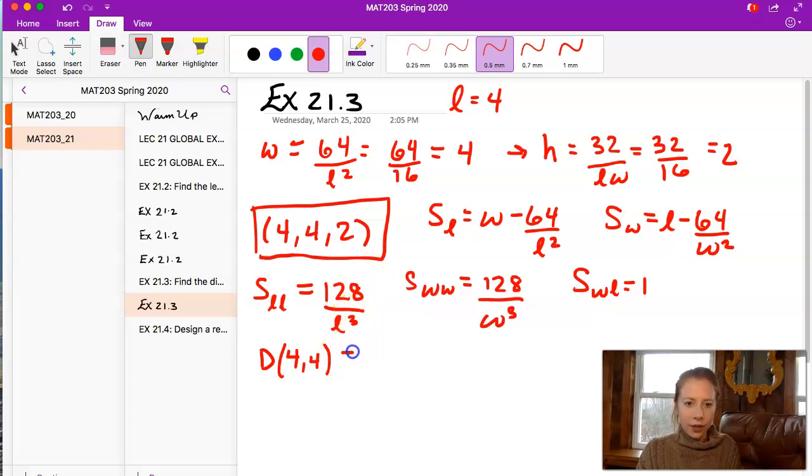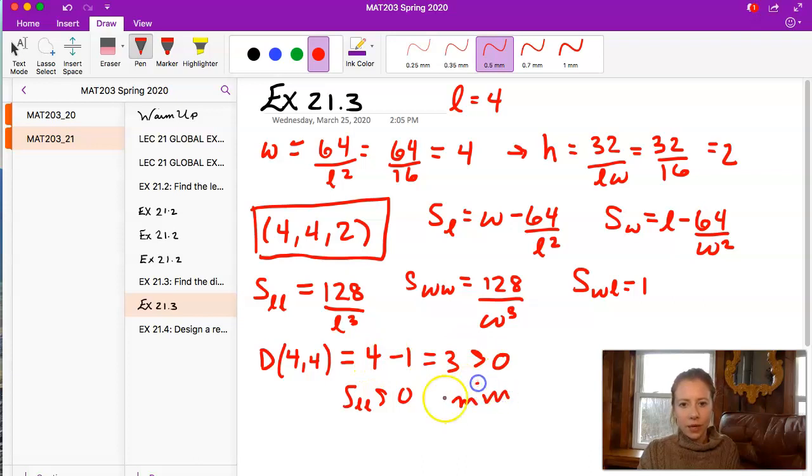And that is going to be 4, ultimately 4 minus 1, which is going to be 3, which is going to be greater than 0, of course. And S_LL is going to be positive. So we are concave up. So we have a local min, or this is our minimum.